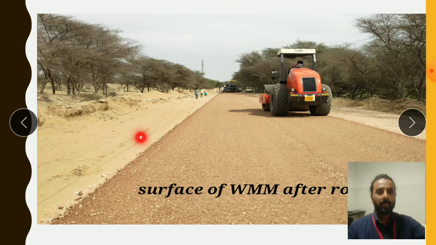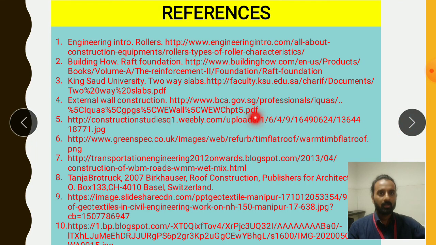Next is the surface of WMM road. This is wet mix macadam road, which is layered and compacted for the final surface of the bitumen, and it can be used in flexible pavements, etc. These are the references which I have gone through for the images and contents.